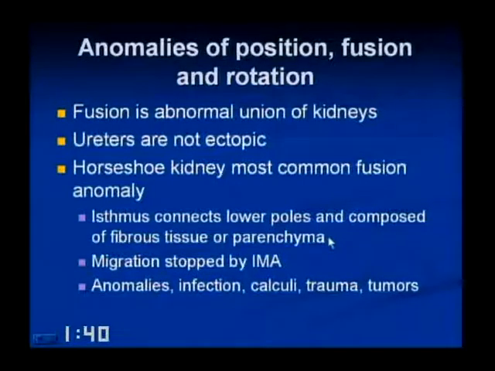You can have UPJ obstruction, reflux. Infection occurs more commonly, most likely due to reflux. There are more calculi. This type of kidney is subject to trauma, and depending on what literature you read and believe, some authors indicate that tumors such as Wilms tumors and renal cell carcinoma are more common in horseshoe kidneys.